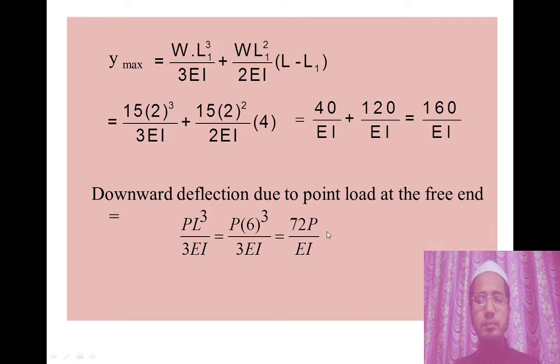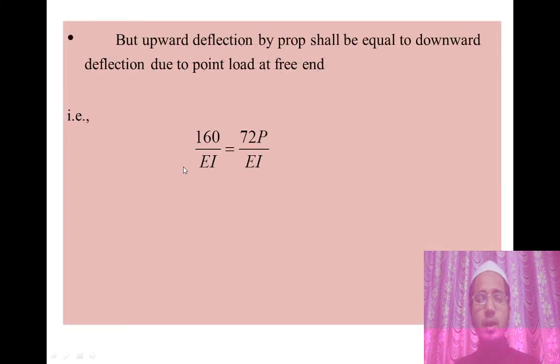Now by simply equating these two, upward deflection and downward deflection, we will get P, right? So let's equate. Downward deflection maximum 160 by EI equals upward deflection due to the propped reaction 72 P by EI. Now EI will cancel, and by solving this we will get P equals 222.222 kilonewton. Okay, everyone got this answer. You can solve like this for such types of numericals.